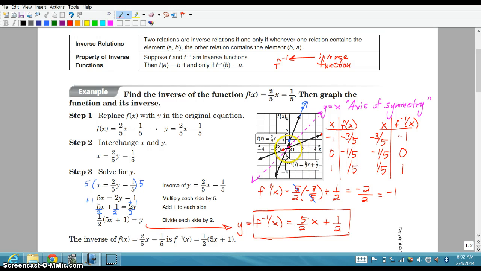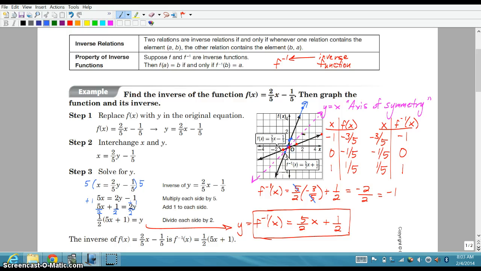0, -1/5, we already have plotted, and then 1, 1/5, which would be roughly there. Okay. Switching the x and y's, therefore points on the other function are -3/5, -1, -1/5, 0, and then 1/5, 1, which is here. Okay.